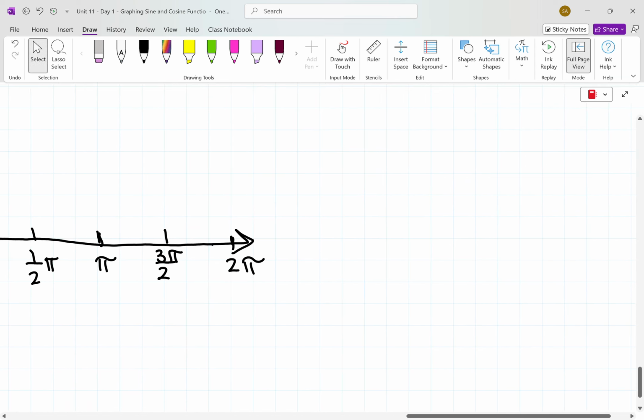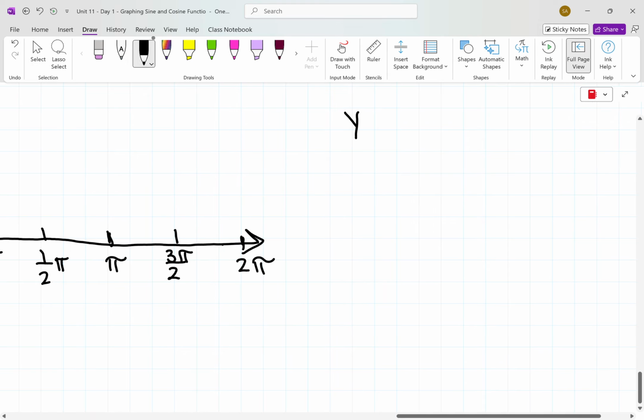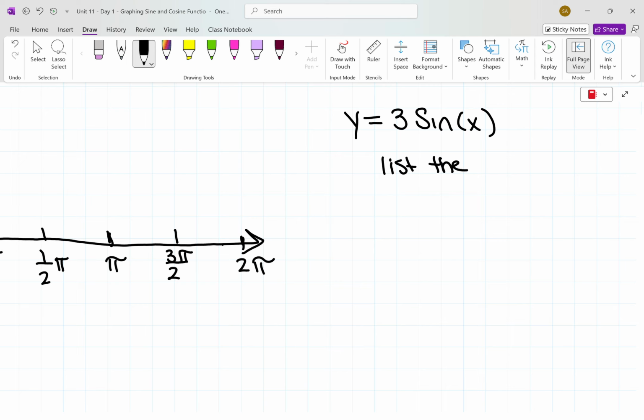Now we want to find our y-coordinates. To find the y-coordinates, remember y equals, what was this problem? 3 times the sine of x. So I want to list the sine of theta values that we said to memorize. The key points are 0, 1, 0, -1, 0. All right, so this is where it's a little weird.